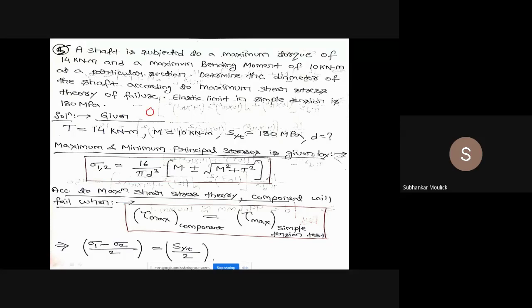You know from the Mohr circle that the maximum and minimum principal stress, that is sigma 1, 2, is given by sigma x plus sigma y by 2 plus minus under root of sigma x minus sigma y by 2 whole square plus tau xy whole square. If we are finding out the maximum and minimum principal stress for a 2D component, yes or no? This relation you already know from the Mohr circle. Yes or no? Yes, sir. Fine.